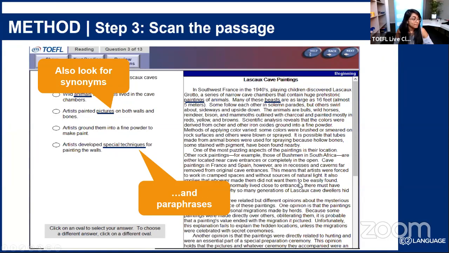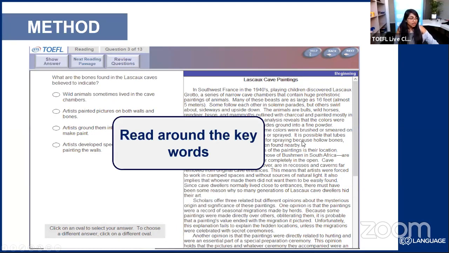We also have to look for paraphrases. Paraphrases essentially means different ways of saying the same thing. So look for the same idea, but it's expressed in a different way. So here we have words like brushed, smeared, blown, sprayed. All of these words in this context, when we talk about methods of applying color, could be special techniques for painting walls, right? They could be considered to be special techniques. So we've found all our keywords.